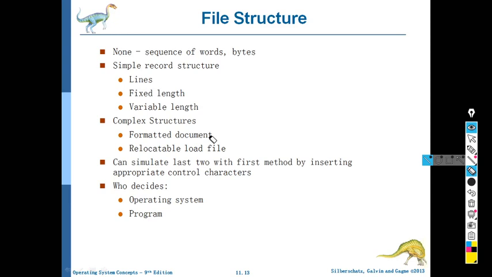In the advanced type of file, we will have a formatted structure, and you can load that particular file at any location. Now, it can simulate the last two with the first by inserting appropriate control characters. So these two can be done using the same simple structure but introducing extra control characters. The operating system will decide what format is to be there, and the program which is using the file may also decide how the format of a file should be.